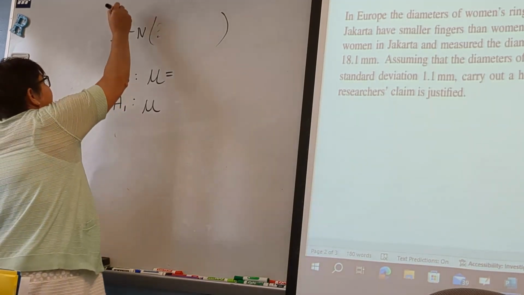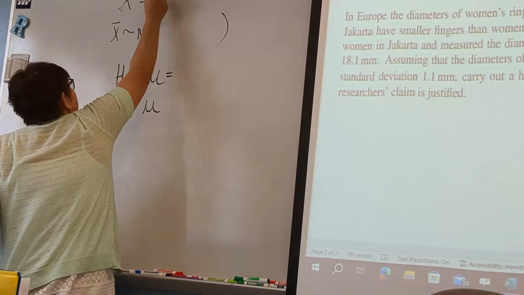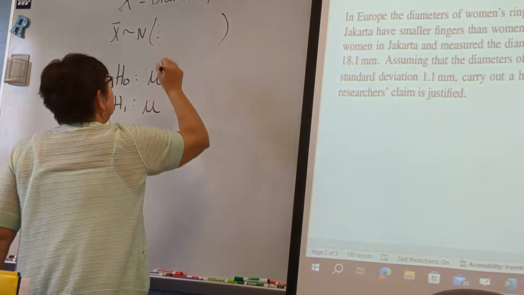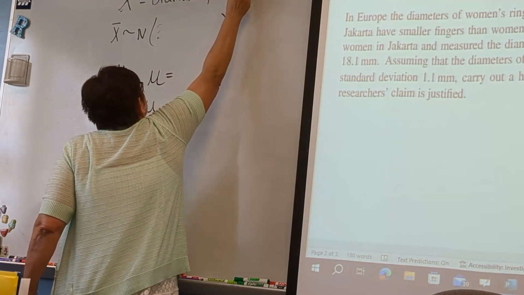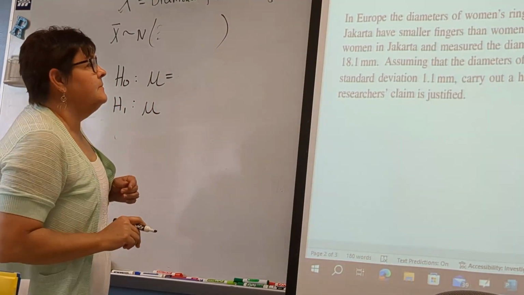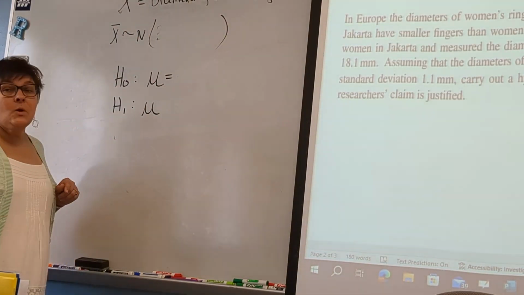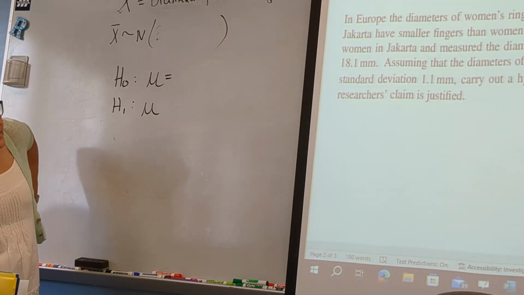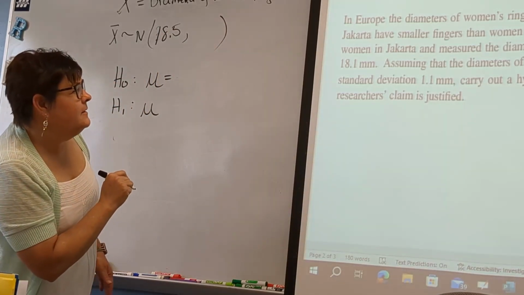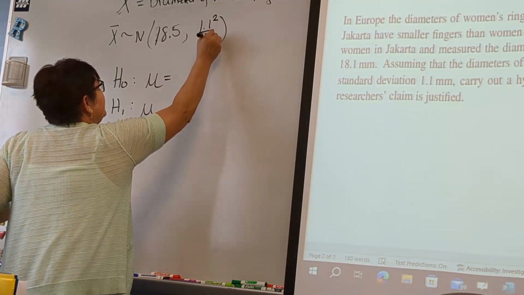18.5. Give me words. Diameter. I'm joking. Of women's rings. Europe. Albert, what is yours? The mean diameter. Okay. Tell me about my normal. 18.5 and 1.1 squared over 20. Over how many? 20. Thank you. Oh, yeah, we're using quartiles.